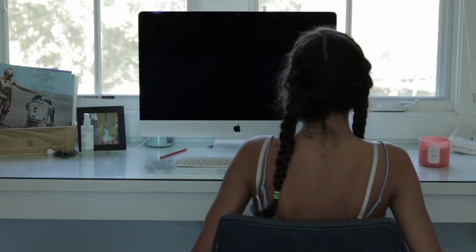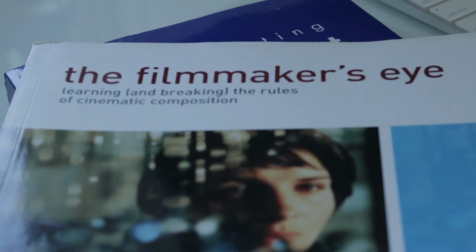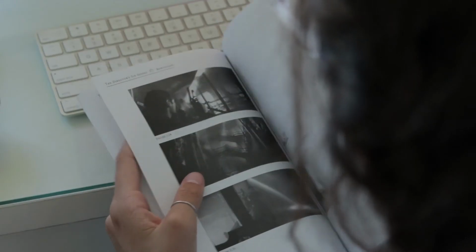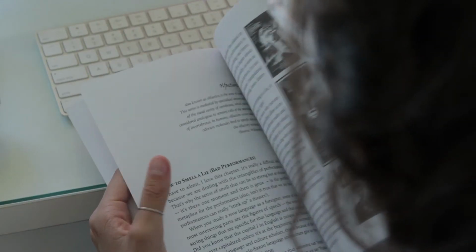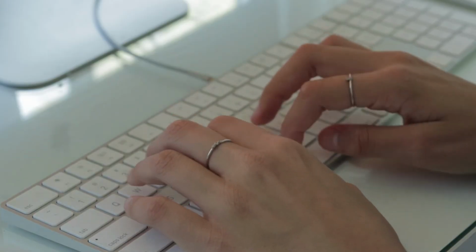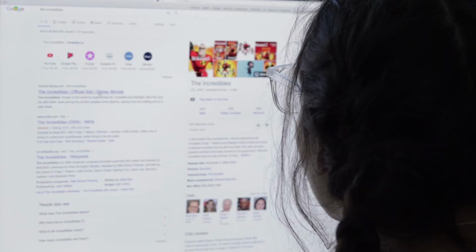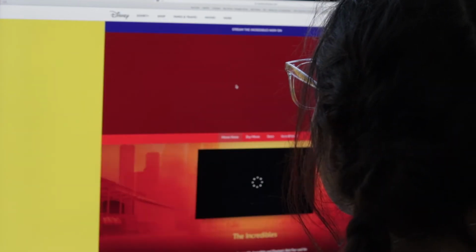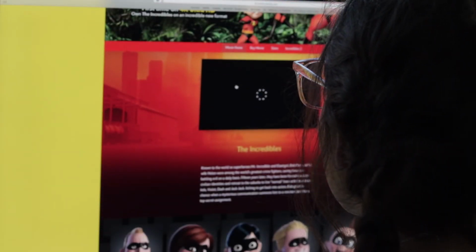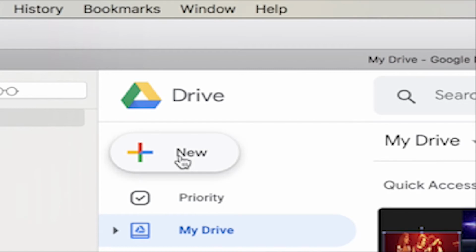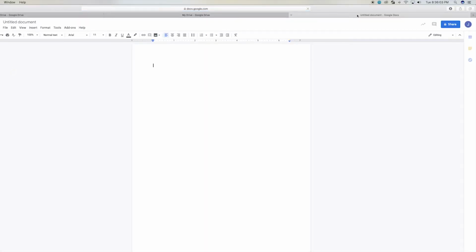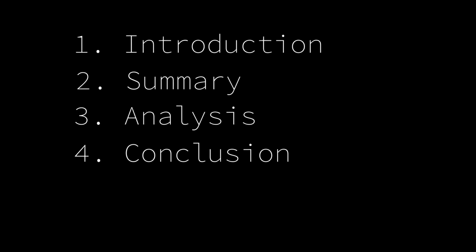After watching the film of your choice, step 1 is research. Before drafting your analysis, you're going to want to know everything there is to know about the film. This is important because when writing the analysis, you have to assume that your audience knows nothing about the movie. It's up to you to make sure your audience understands the content of the film. Once your research is done, step 2 is time to start drafting. The most effective film analysis structure is in 4 parts: the introduction, the summary, the analysis, and the conclusion.